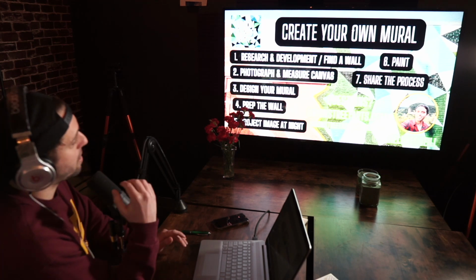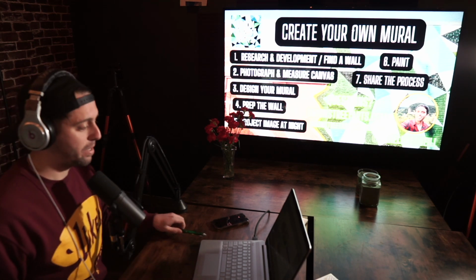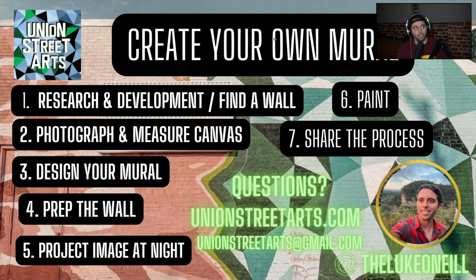So quick rundown of each one, and then we'll dive deep into all of them. Number 1, research and development and find a wall. 2, photograph and measure your canvas, design your mural, prep the wall. You need to project at night, and that's a big part of the technology now, is using a projector and doing it at night so you can see the projection on the wall as you trace it.